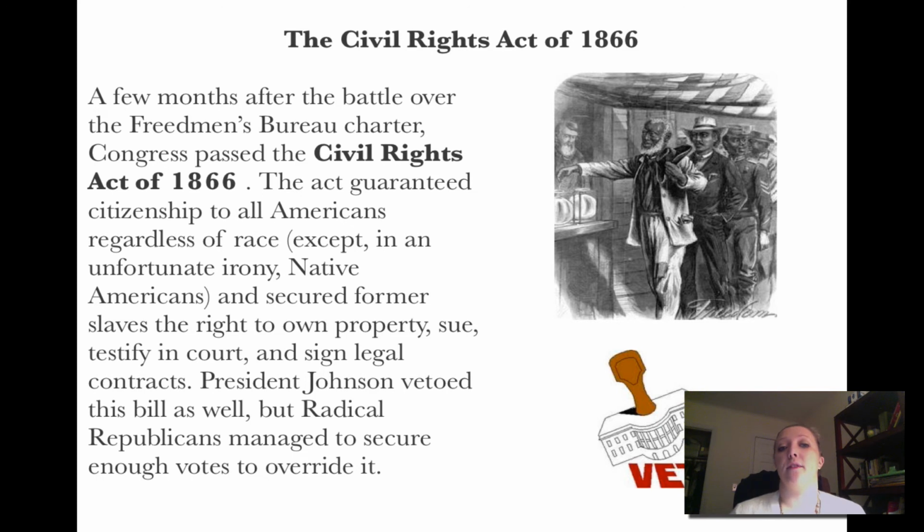A few months after the battle over the Freedmen's Bureau charter, Congress passed the Civil Rights Act of 1866. The act guaranteed citizenship to all Americans, regardless of race, except, in an unfortunate irony, Native Americans, and secured former slaves the right to own property, sue in court, and sign legal contracts. President Johnson vetoed this bill as well, but radical Republicans managed to secure enough votes to override it.